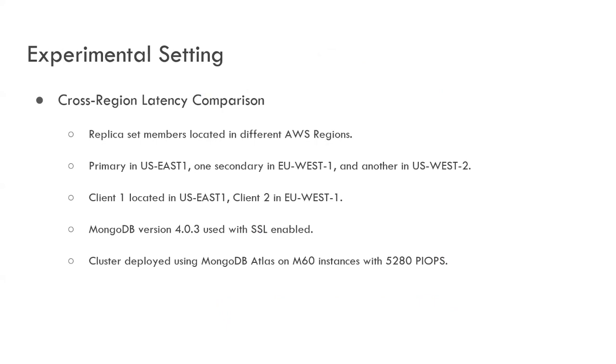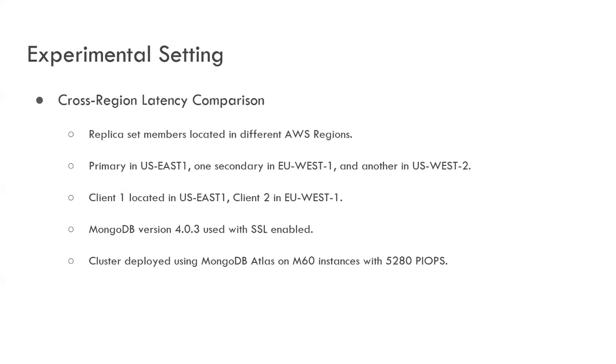Now, for the third one, cross region latency comparison. In this experiment, all replica set members were in a different AWS region. The primary was in US East 1, one secondary was in US West 1, and the other secondary was in US West 2. Client 1 was in US East 1 and client 2 was in US West 1.